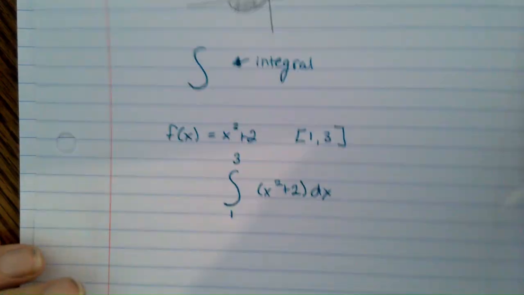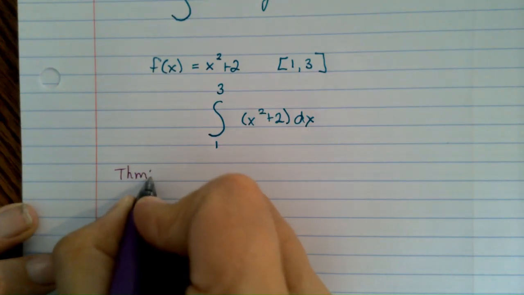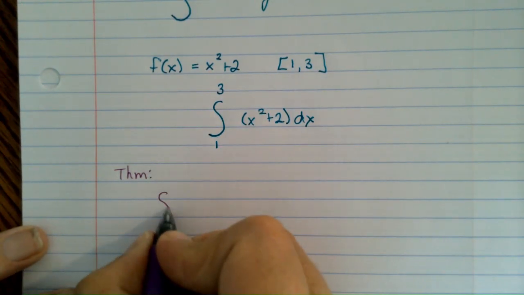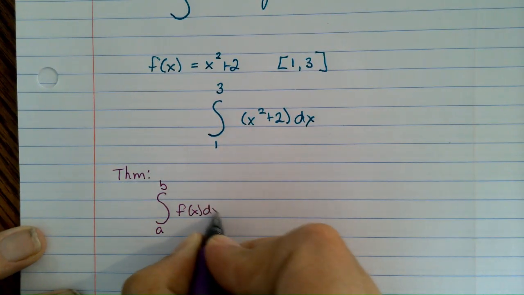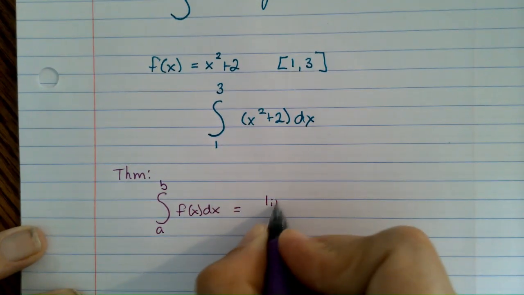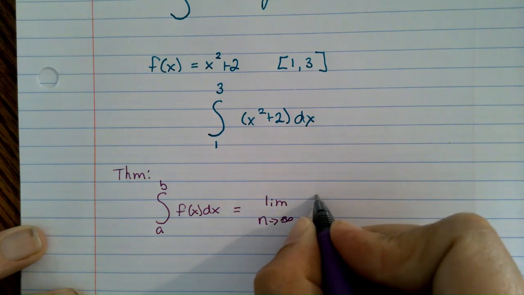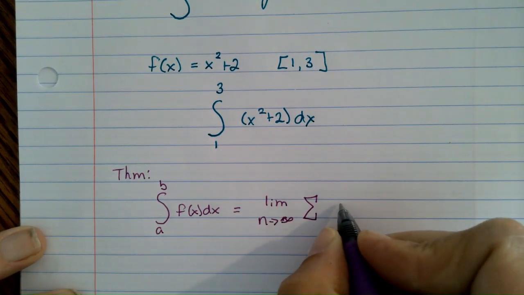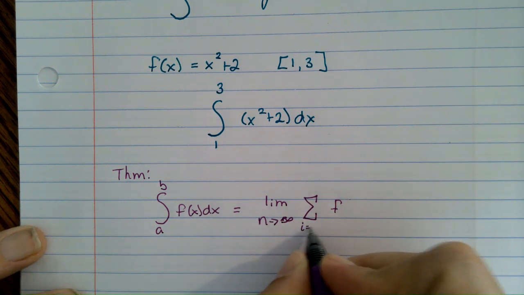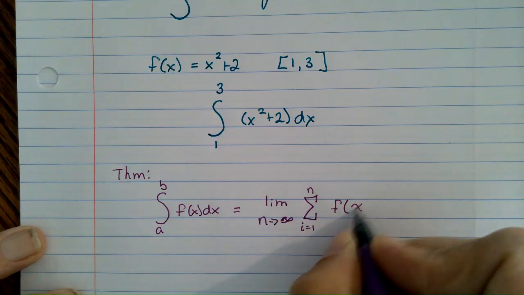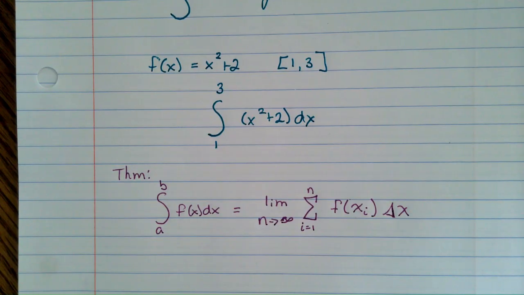Okay, so the theorem reads, theorem, rule, however you want to think about it. Anytime you have an integral from a to b of f of x dx, it's going to be the limit as n approaches infinity of the sum from i equals 1 to n, forgot that part, of f of x sub i delta x. Okay, so what does that mean?